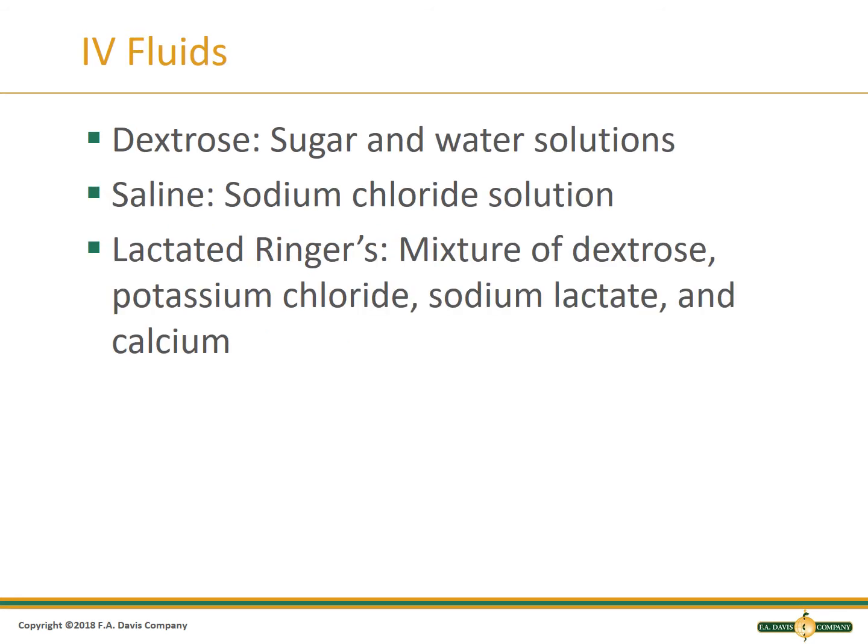So there's many different IV fluids. If it has a D in it, that means that there is sugar in it. So like D5 half normal saline, D5 normal saline. There's all kinds of different ways that dextrose can get into IV fluids. Saline is a sodium chloride solution. You will hear people say normal saline, half normal saline, 2% normal saline. Like there's different kinds. Lactated ringers is a mixture of dextrose, which is sugar, potassium, sodium lactate, and calcium.